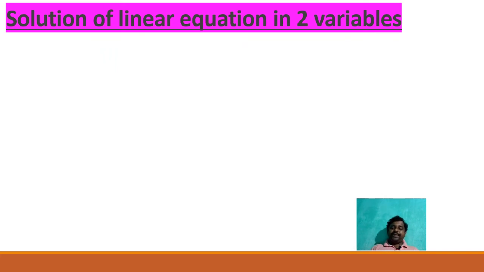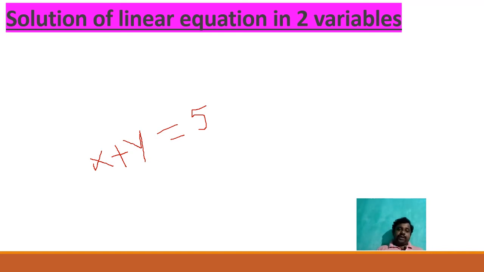Now, what is the solution of a linear equation in two variables? For example, if we have a linear equation x + y = 5. I just write here a simple equation.